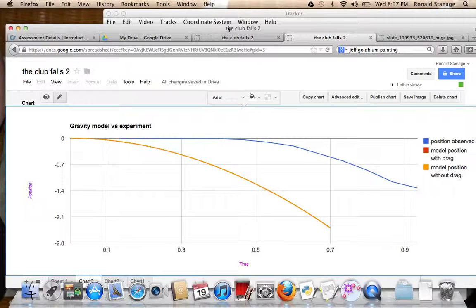In any case, the model does reflect what was happening in reality, other than my poor filming and holding on to the thing too long.